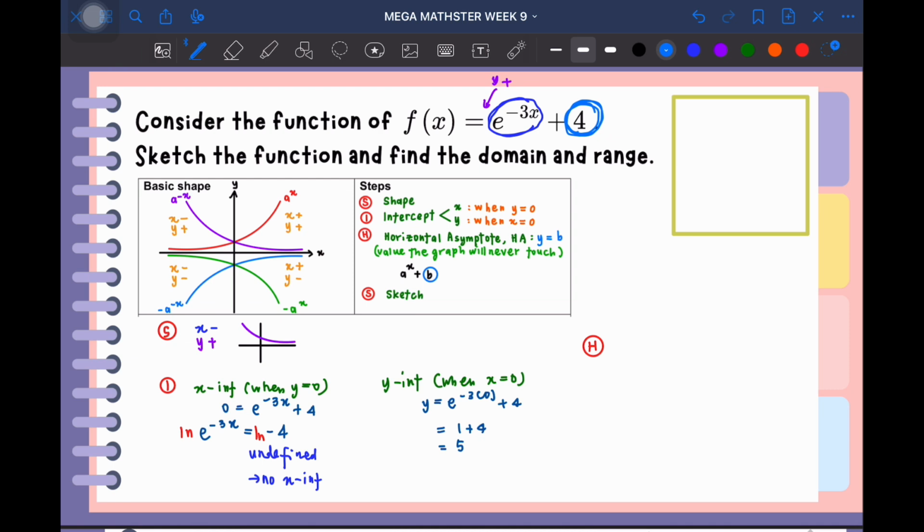The horizontal asymptote must be labeled with y, so we have y equal to 4. Okay, that's it. That's all the information that you need to sketch your graph. So let's just sketch our graph.